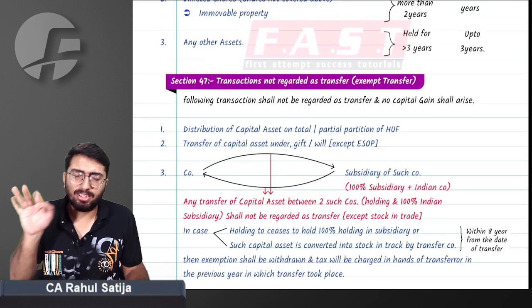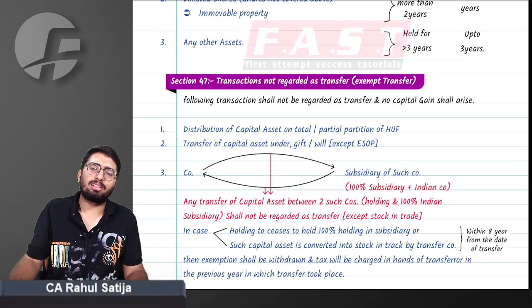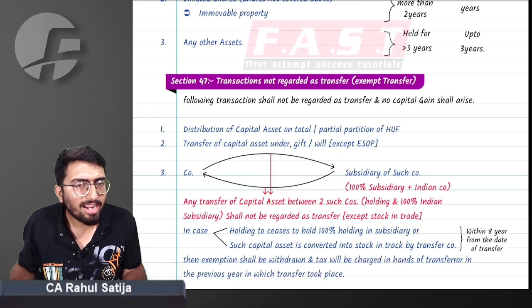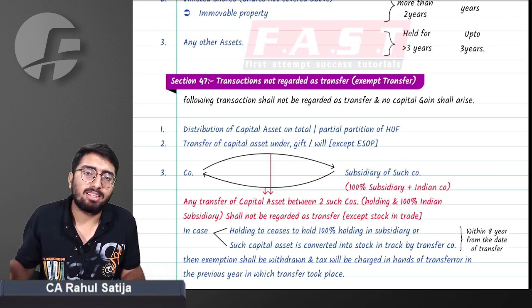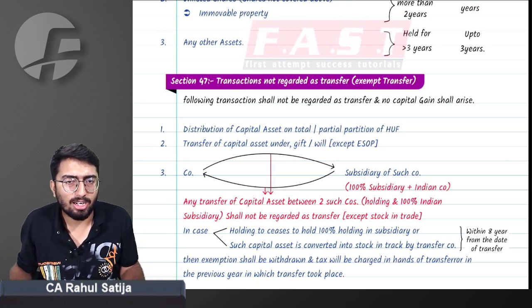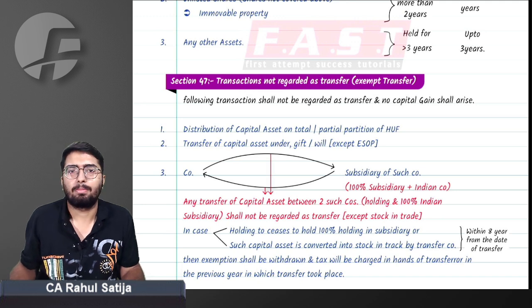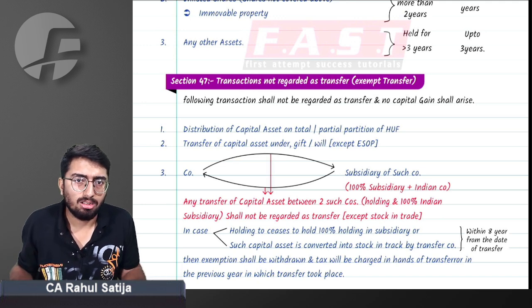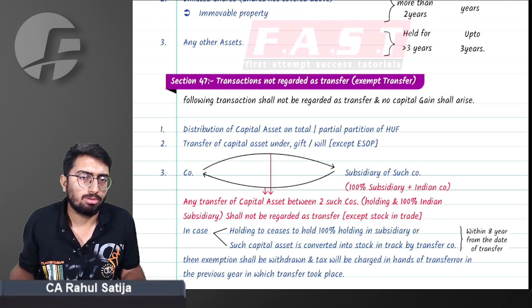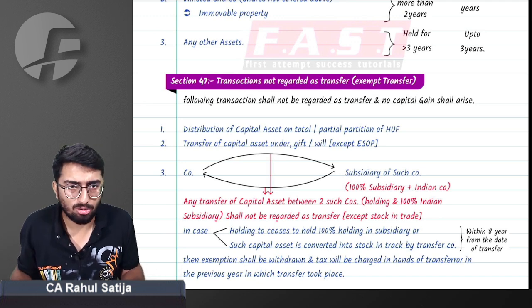Exempt transfer. Section 47 prescribes a series of transactions which are in fact transfers as per the definition of transfer, but they will be deemed to be exempt. No capital gain will be chargeable on those transfers. Even though the list is very small, I have tried to make it very precise, to make every word count. Therefore, your focus has to be here.